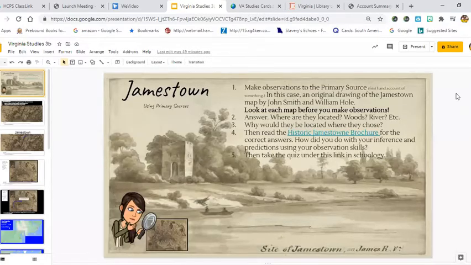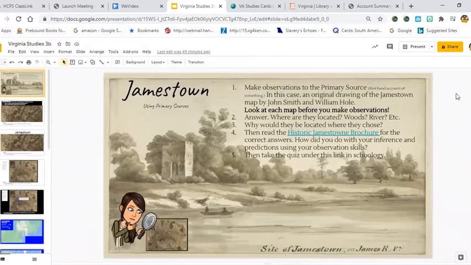In this portion of the Virginia Studies on Jamestown, we're going to be using primary sources. You're going to use these primary sources, which are first-hand accounts of something. In this case, an original drawing of the Jamestown map done by John Smith and William Hull. You're going to look at these maps drawn by them, as well as current maps using the Google Maps I downloaded. And you're going to answer questions or make inferences on why they chose that location.